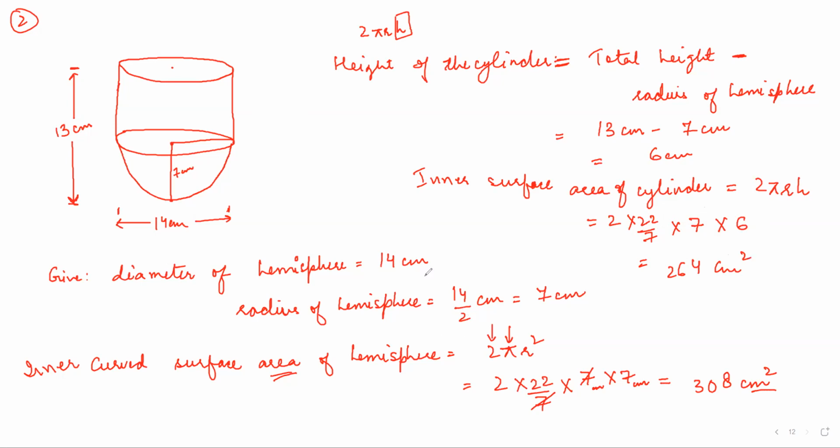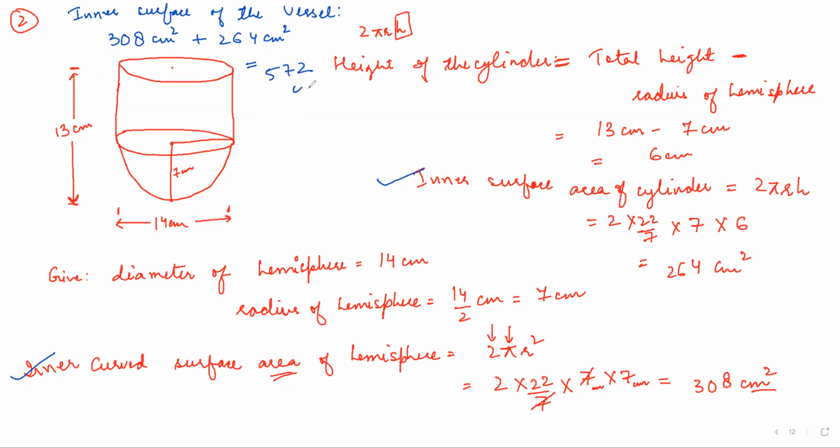Right. So you have separately found it. Now this is of the cylinder. This is of the hemisphere. So now you find the inner surface area of the vessel. What is this? I mean cylinder plus hemisphere. So it will be 308 centimeters square plus 264 centimeters square. So please get the answer. 8 and 4 is 12. Carry 1, 7, 572 centimeters square.